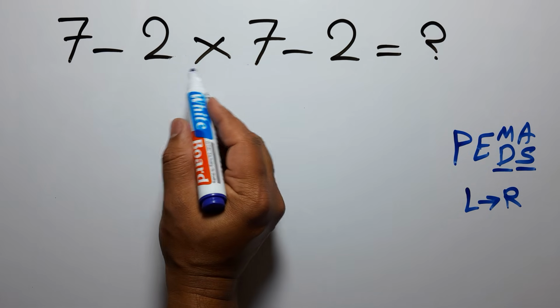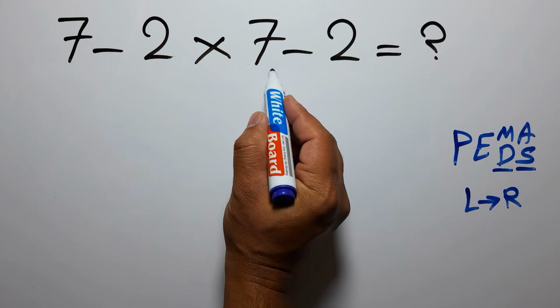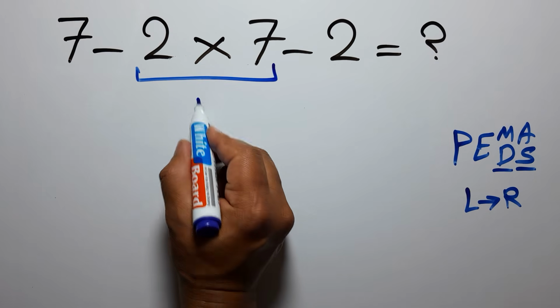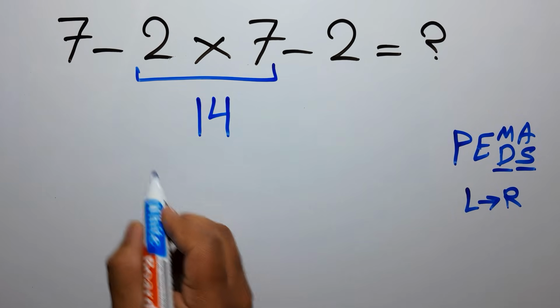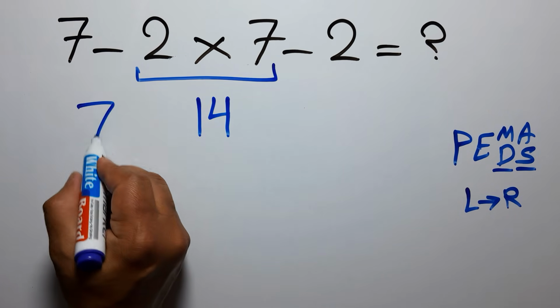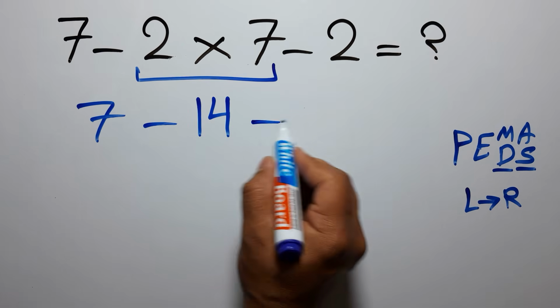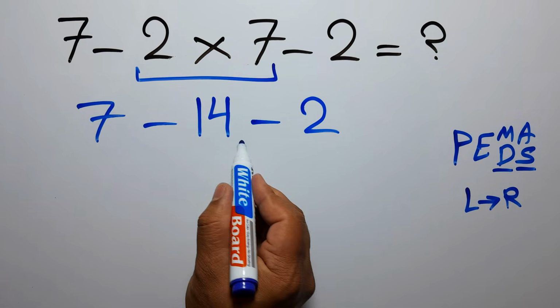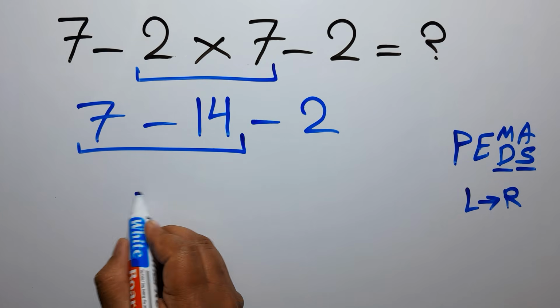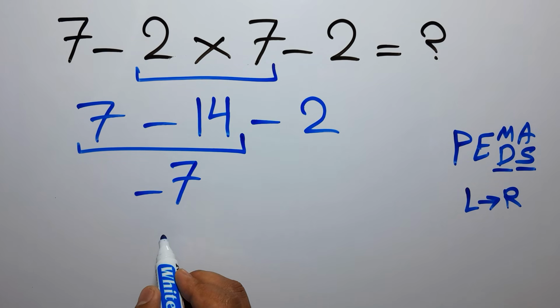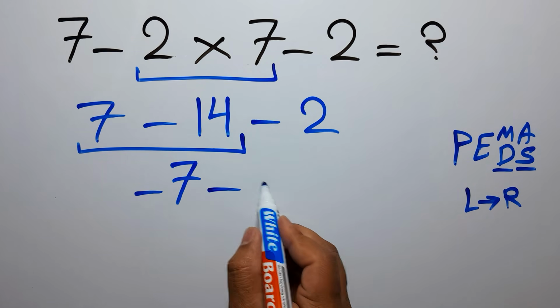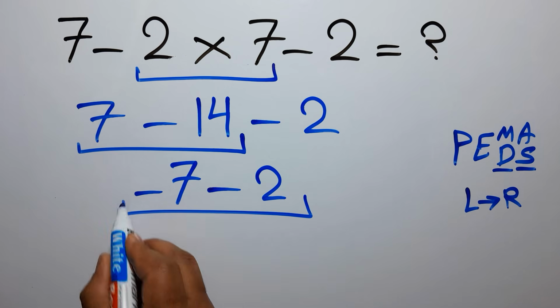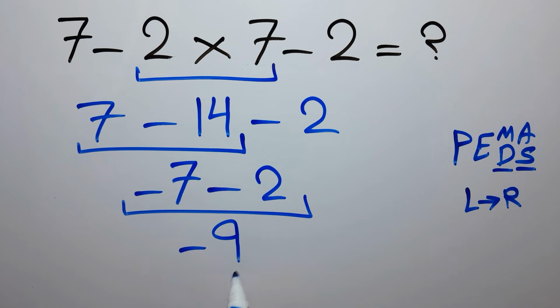So first we have to do this multiplication. 2 times 7 gives us 14. So we have 7 minus 14, then minus 2. Now we have to do this subtraction. 7 minus 14 gives us negative 7. So negative 7 minus 2, which equals negative 9.